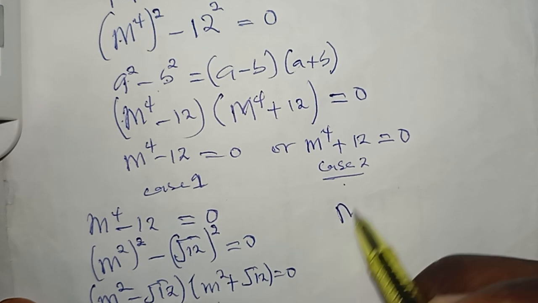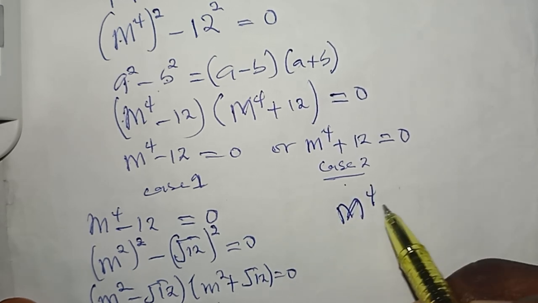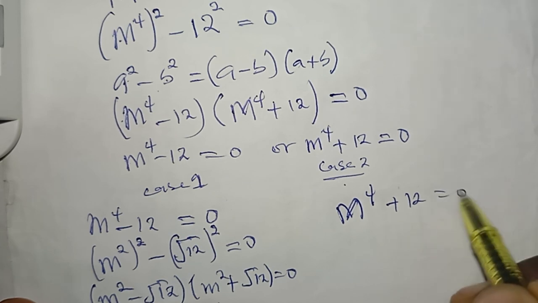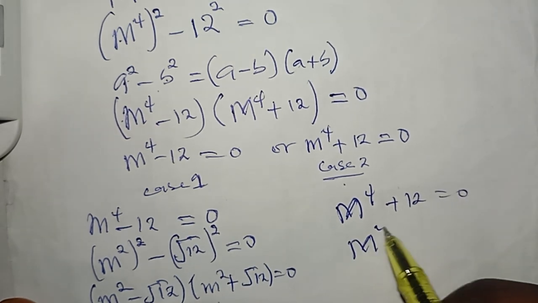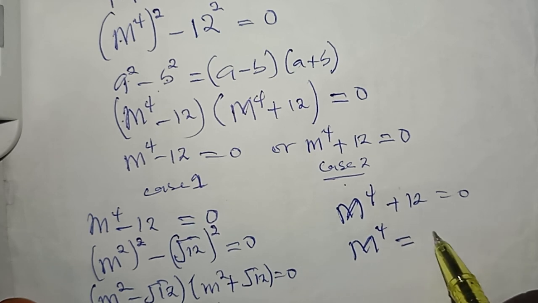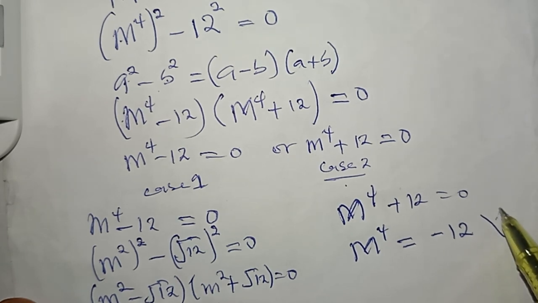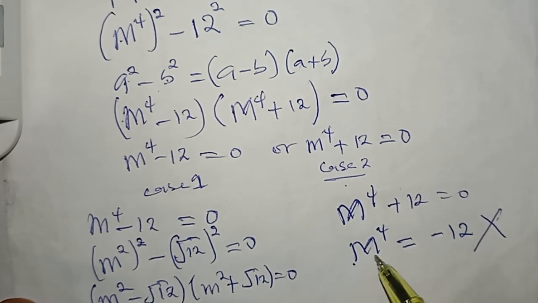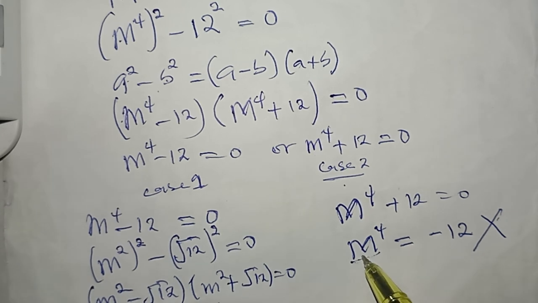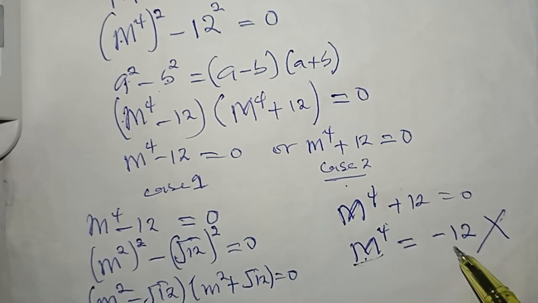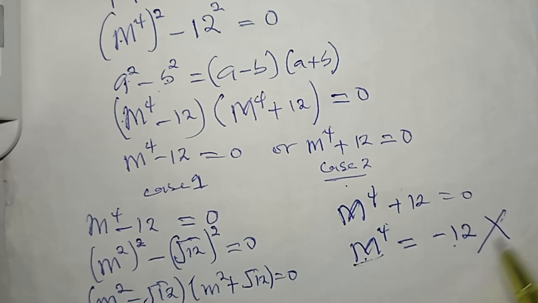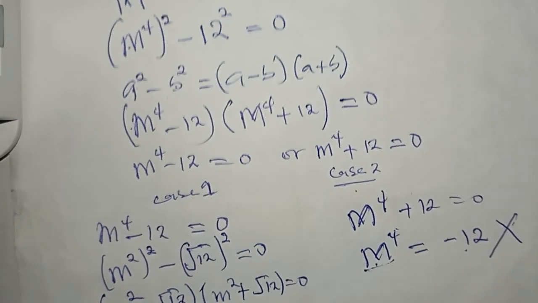In case 2, I have that m power 4 plus 12 is equal to 0, which implies that m power 4 is equal to minus 12. And you can see that there's no real solution to this, because there's no real value of m that, when you raise it to power 4, will give you minus 12. So I'm also going to reject this one.